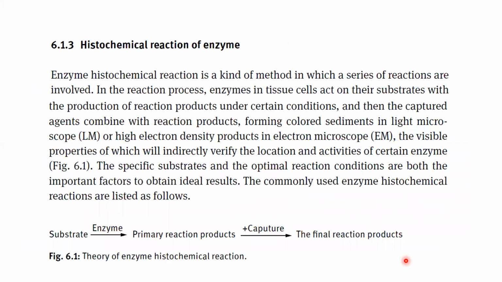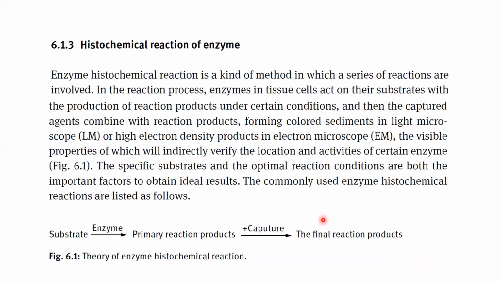So in tomorrow's lecture, students, we will discuss various types of enzyme histochemistry reactions. Usually, enzyme histochemistry reactions are a method in which a series of reactions are involved. In the reaction process, enzymes in the tissue cell act on their substrates with the production of reaction products under certain conditions, and then the capture agent combines with reactive products, forming colored sediments in the light microscope or high electron density products in the electron microscope, the visible properties of which can be directly visualized.